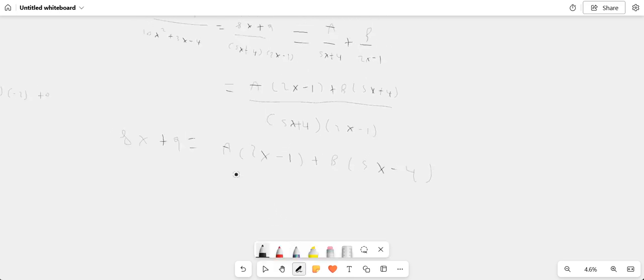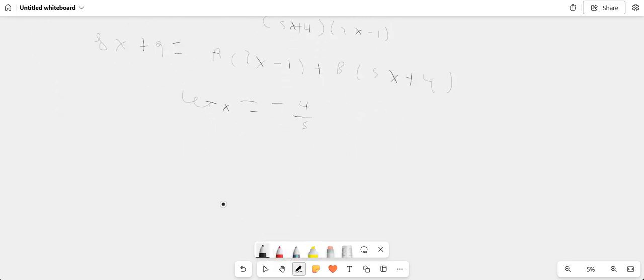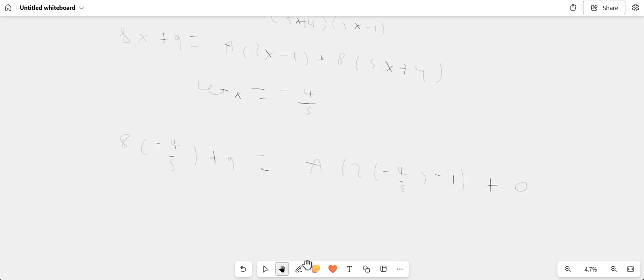And now, so therefore, you're gonna let x equal to what? Let x equal to, again, plus there, so let x equal to minus 4 over 5. So therefore, 8 open bracket minus 4 over 5 plus 9 is equal to a open bracket 2 open bracket minus 4 over 5 minus 1. Then plus, if I put that into there, it's going to be 0, going to cancel it. That's the whole point and why we did it.